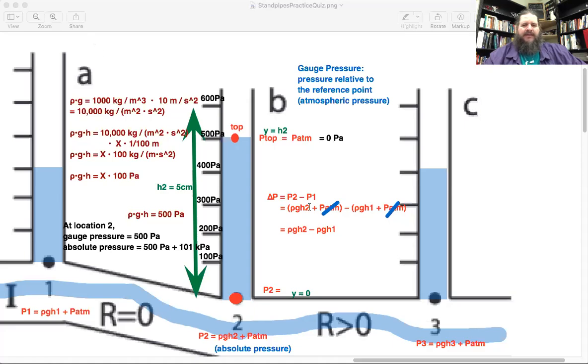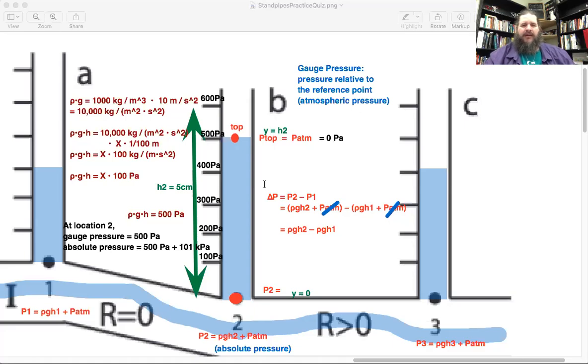And if we're talking about a delta, anytime you're looking at delta pressure, if you have pressure measured as gauge pressure and you want to convert to absolute pressure, you just have to add P atmosphere. But those are going to cancel out anyway if you're subtracting. So as long as you're talking about a delta pressure, you can use absolute pressure or gauge pressure as long as you're consistent about it.